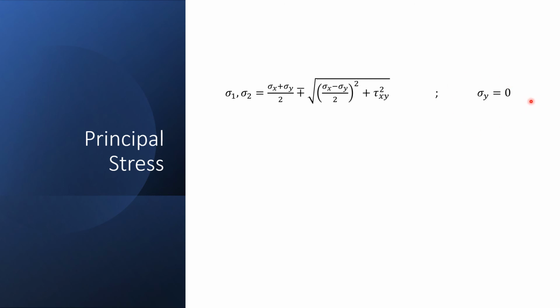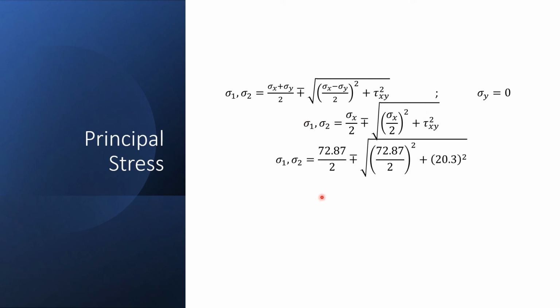So sigma y is 0. And we have the equation to become like this. And we can just simply substitute all the values that we have known here for sigma x. And we can find the sigma 1 and sigma 2. Sigma 1 is equal to 78.15 MPa, while sigma 2 is equal to minus 5.27 MPa.